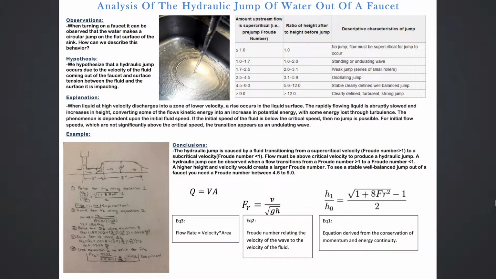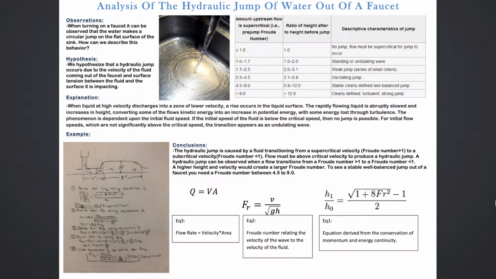As you can see in the short clip, when we turn on a faucet, we can observe that the stream of water makes a circular jump on the flat surface of the sink. So we ask ourselves, how can we describe this behavior? We hypothesize that a hydraulic jump occurs due to the velocity of the fluid coming out of the faucet and surface tension between the fluid and the surface it is impacting.